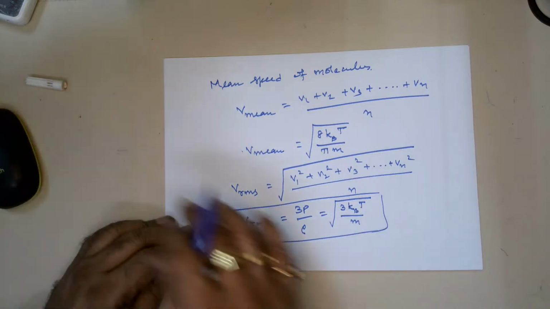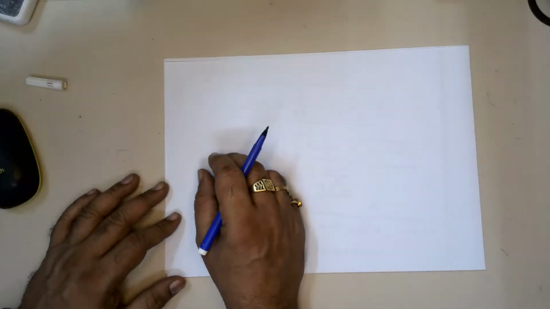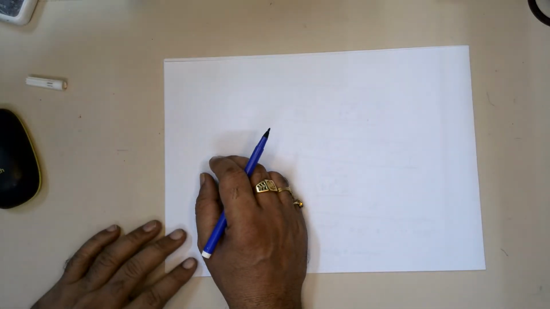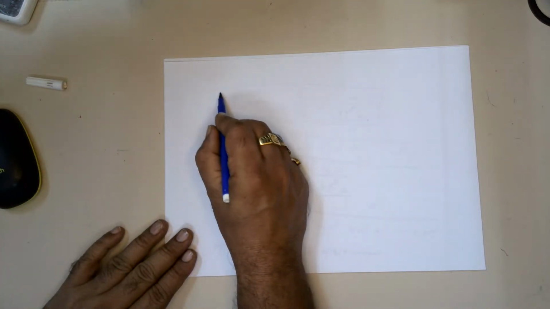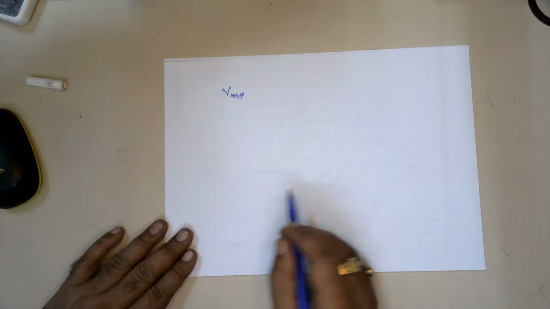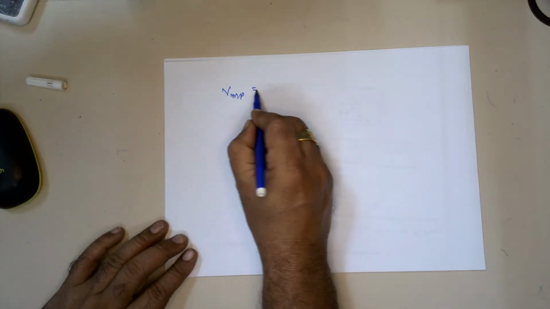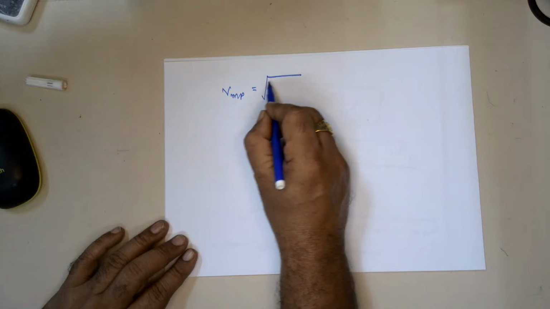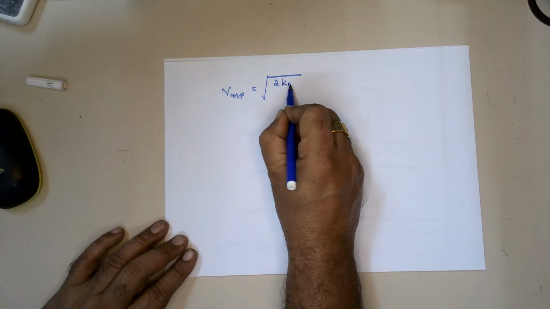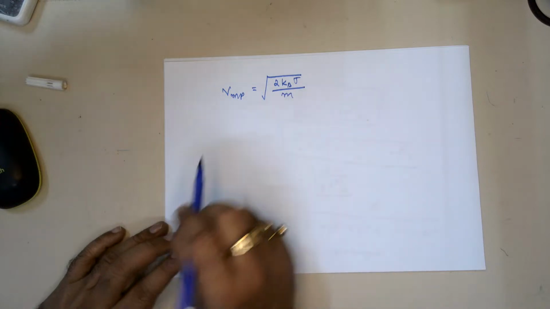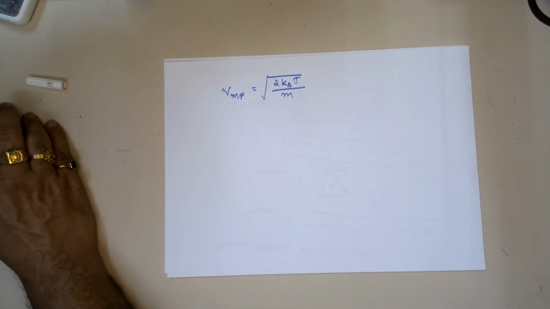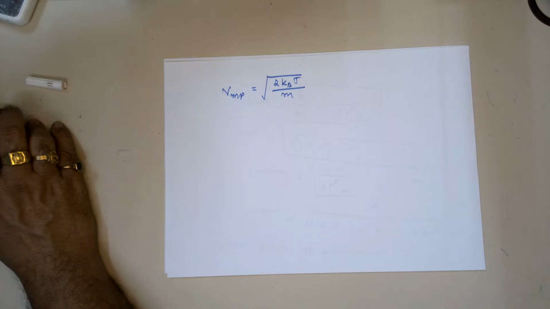Based on which we can arrive at the most probable velocity. It is the speed which is possessed by the maximum number of molecules, that is called most probable velocity. It can be represented by Vmp, which is equal to the whole square root of 2 kB T divided by m, where T is temperature, kB is the Boltzmann constant, and m is the mass of a gaseous molecule.